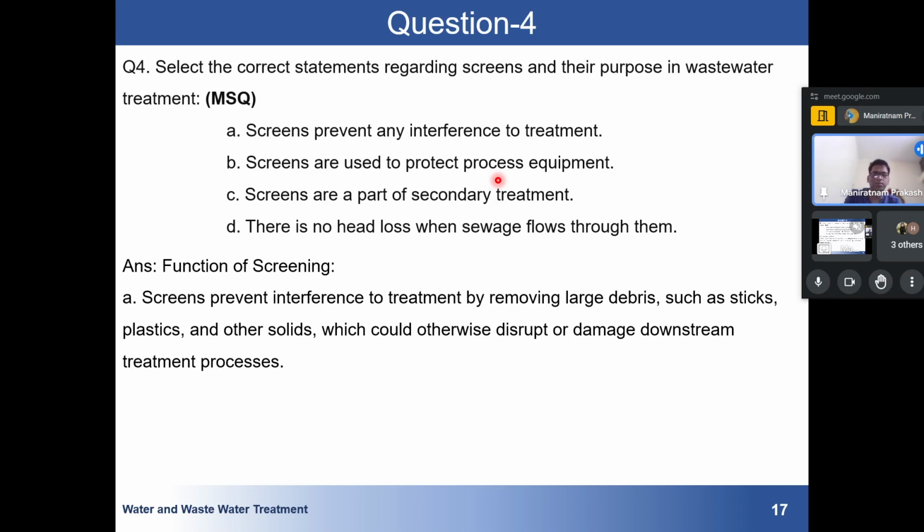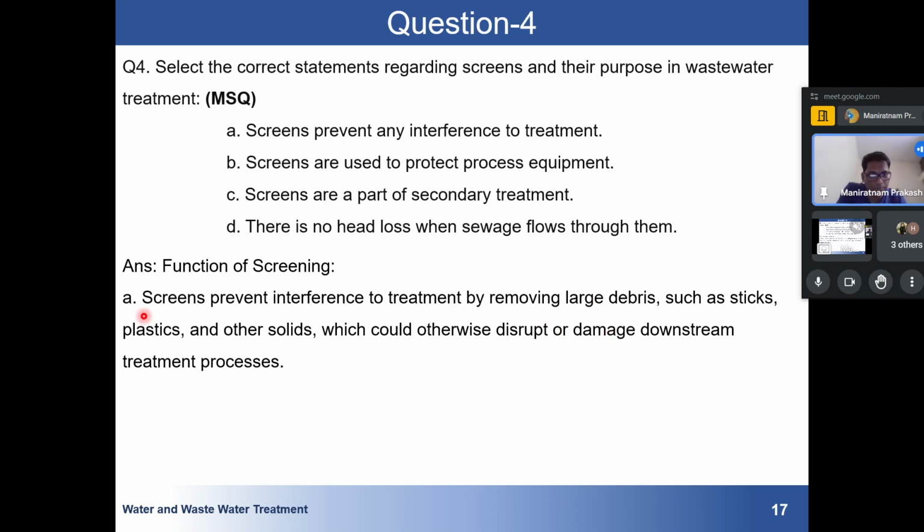The term screening is also generally used in examinations, like screening for a job, meaning removing those which are not suitable for further treatment, or that might hinder the further treatment. So the function of screening is that it prevents interference to treatment by removing large debris such as sticks, plastic, and other solids which could otherwise disrupt or damage downstream treatment processes.